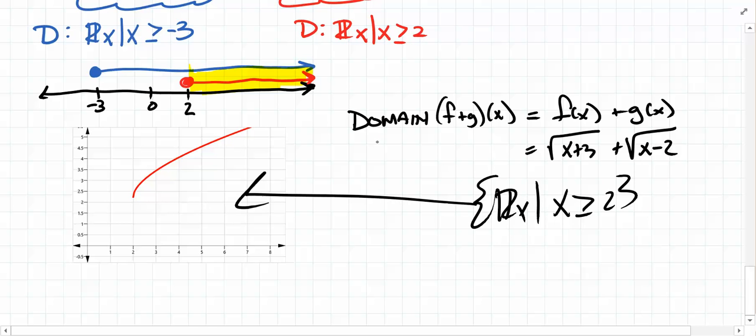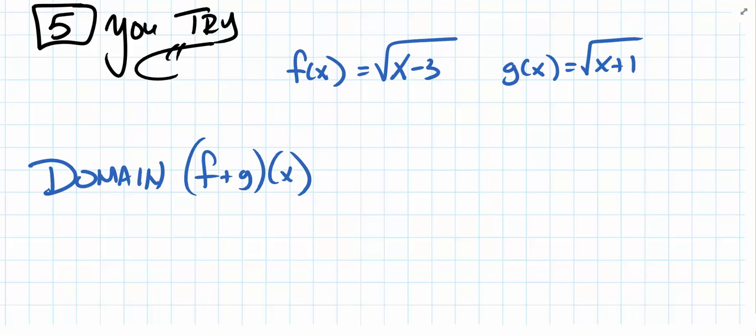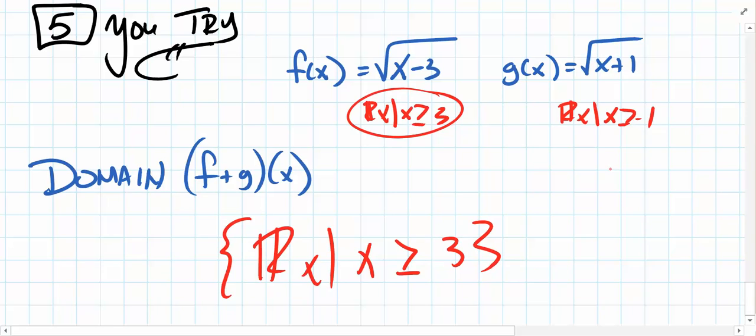That's exactly what that picture said. So there you go, there's the U-try. I've defined 2 functions for you, and I want the domain of f plus g of x. Everybody get that? Yes. Okay, awesome, perfect.